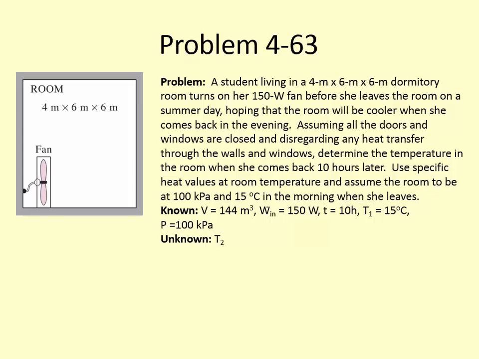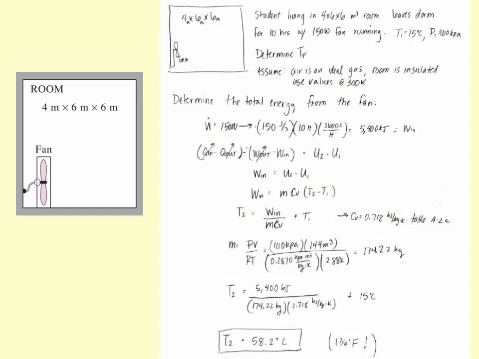Okay, so the fan uses 150 watts. What type of unit is a watt? Joules per second, it's power, right? It's not energy. Okay, so W dot, meaning it's energy per time, is equal to 150 watts.